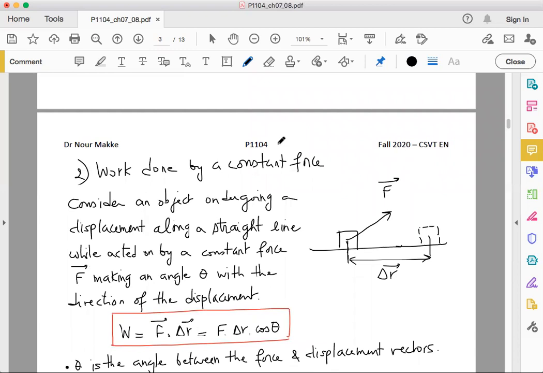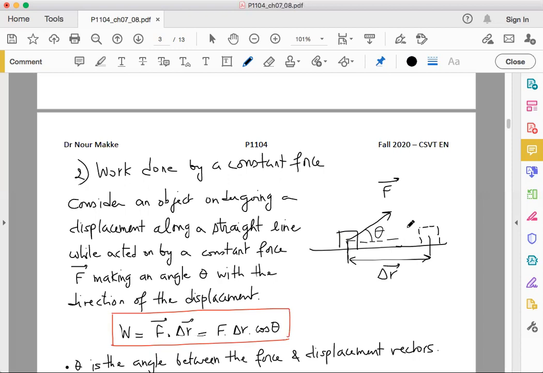So let's consider the case of a block. If you have a block sitting on a given surface, frictionless for the moment, and we are applying a force F at a given arbitrary angle with respect to the horizontal, and let's call this angle theta. So let's say this is the angle theta.